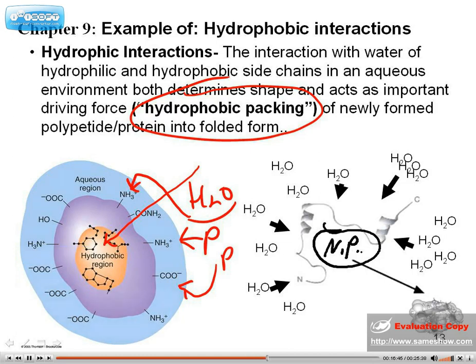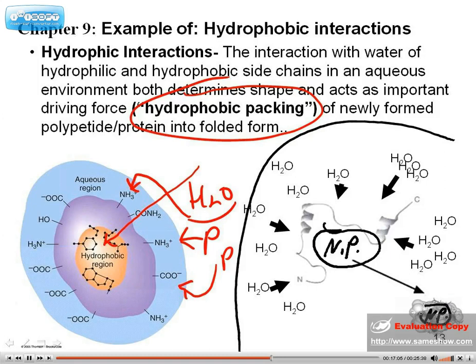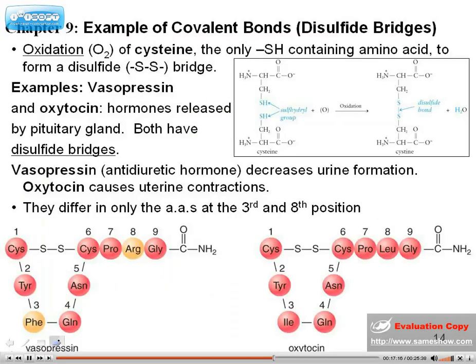nonpolar-polar interaction. So if you take a look at the example on the right-hand side, here we have the before, and the water molecules, they're attracted to the polar side chains, and then they're pushing together their polypeptide so that the nonpolar portion is right in the center of the polypeptide or protein. Pretty cool, huh? Because they're pushed together like this, this is called hydrophobic packing. You'll have to give me a general definition or diagram in your own words.